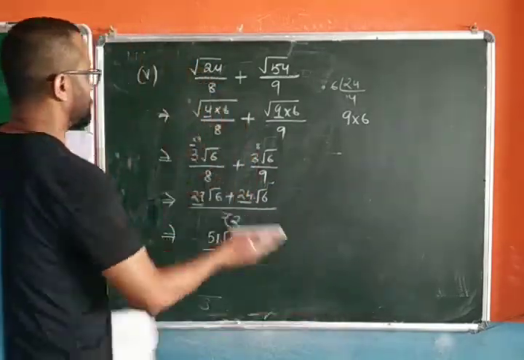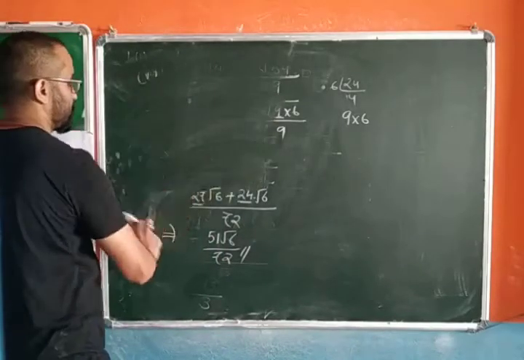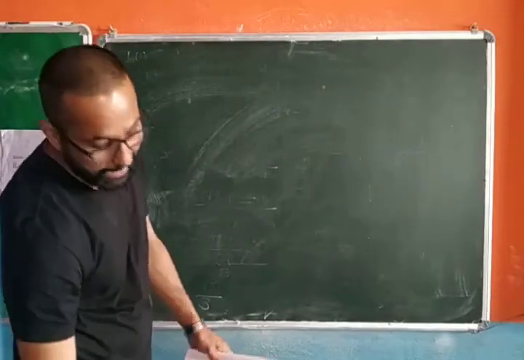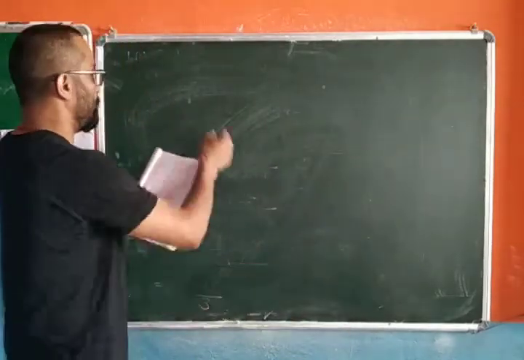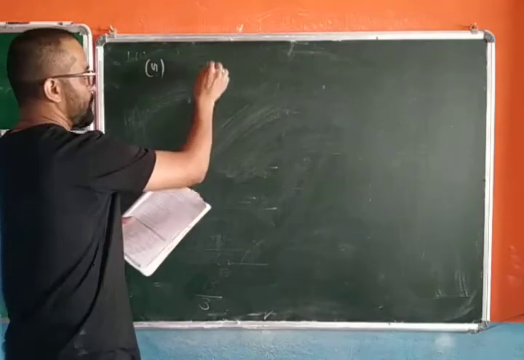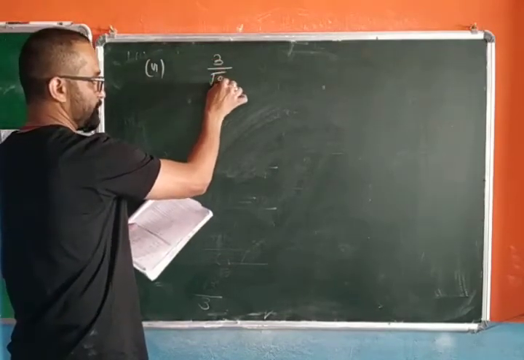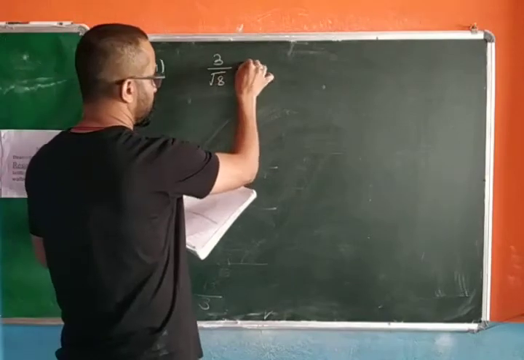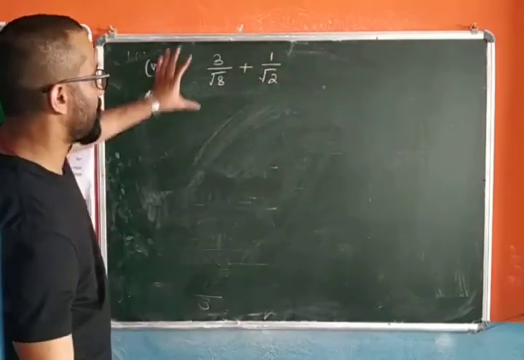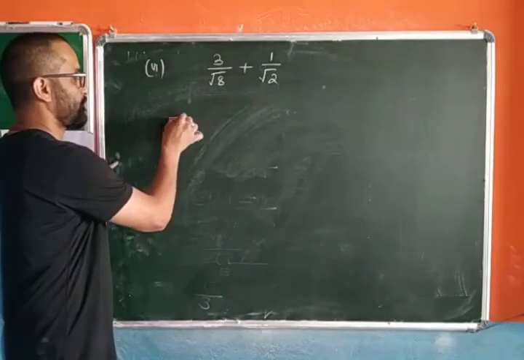We have one more sum in question number 1. I'll be doing that also. Look at this question number 6. 3 by root 8 plus 1 by root 2. Simplification has to be done properly.